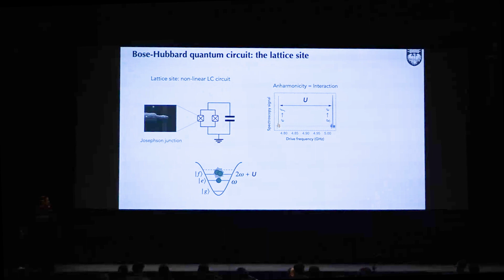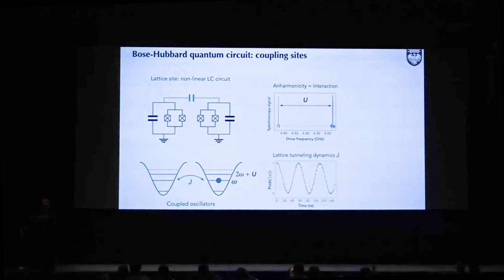Okay, and how do we couple these two lattice sites? Well, we can couple these circuits directly simply through a capacitor, and this allows the photons to coherently tunnel from one lattice site to another, as shown in this experiment, where you put a photon in one qubit, or one lattice site, and then we can see coherent oscillations because the photon goes back and forth between the two qubits.